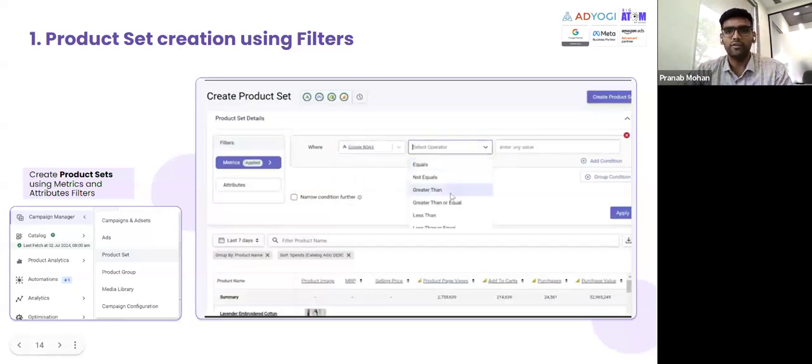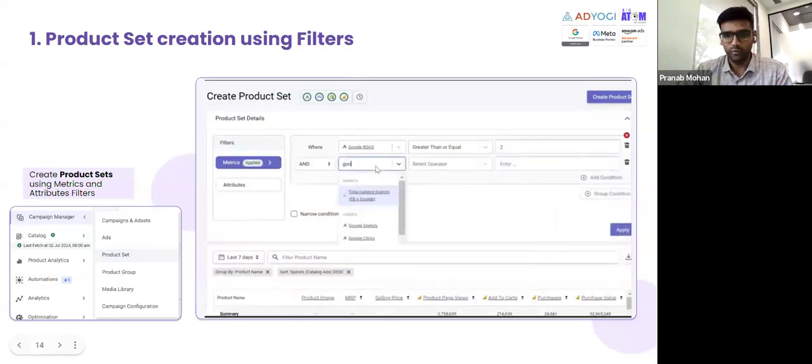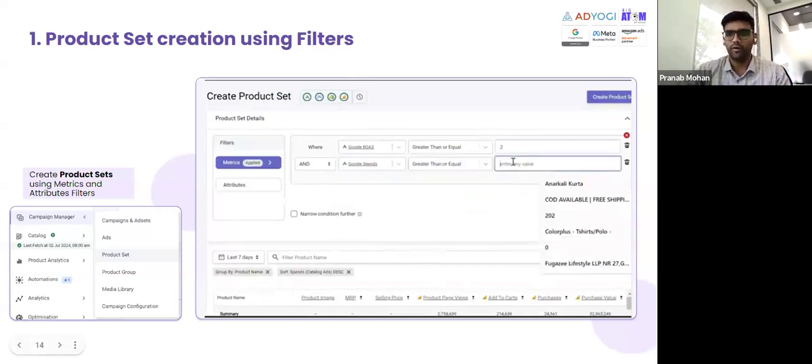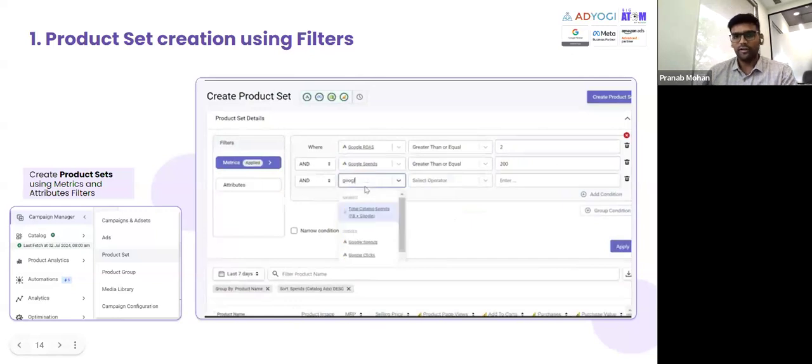So you can select a specific ROAS metric range. And then in the video, we see that this Google ROAS is more than 2x. And at the same time, we can define a spend trend that we want to pick up products that are, let's say, greater than 200 and let's say less than 2000. So this gives us a band or a range of products that fall within the specific filters.